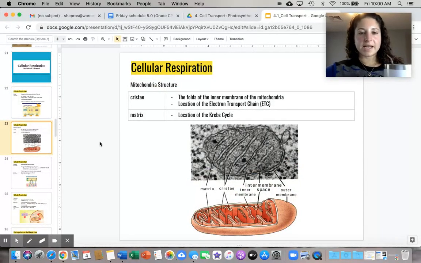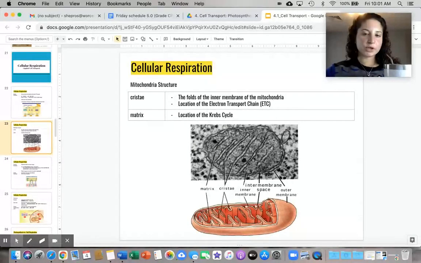All right, so like I said, cell respiration takes place in the mitochondria of the cell. So here's some pictures of what it looks like. This is the cartoon version. This is what it looks like underneath an electron microscope. And then there's two parts of the mitochondria that we have to keep in mind. The first one is called the cristae. And that's these like folds of this inner cell membrane or inner membrane of the mitochondria right here. So see how they're all like folded up, these little folds. Those are the cristae. This is the location of the electron transport chain.